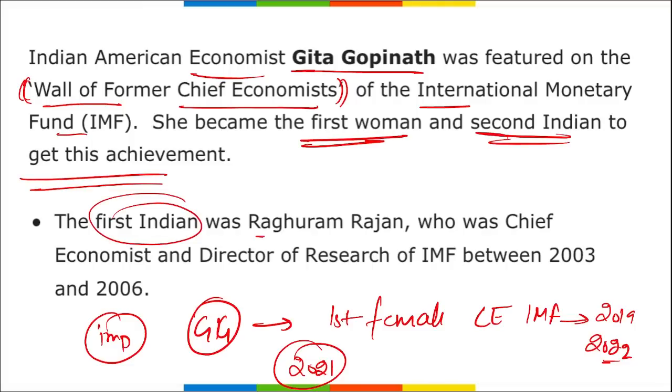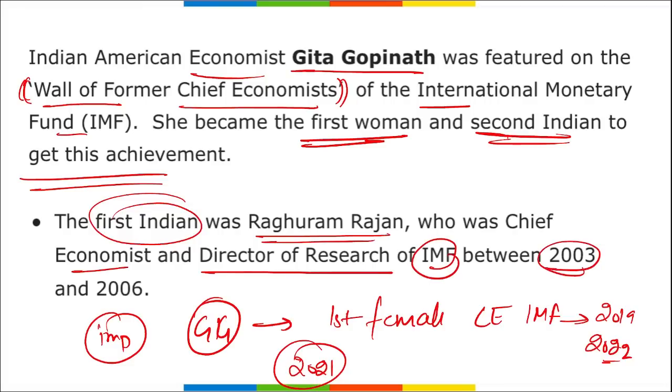Who was the first Indian? He was Raghuram Rajan, who was the chief economist and director of research of the IMF between 2003 and 2006.